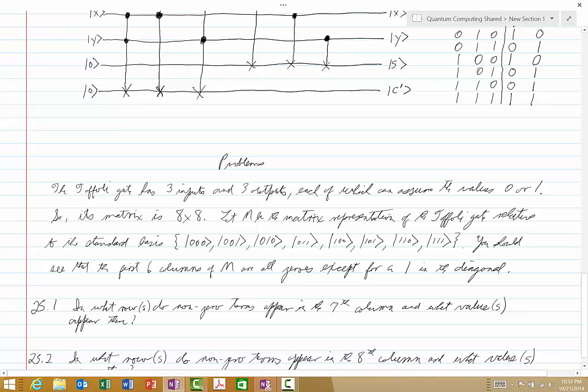But you should see from this description that I've just given that the first 6 columns of M are all zeros except for a 1 in the diagonal. So each of those first 6 columns will have a 1 in its diagonal element and a 0 everywhere else. That's for the first 6 columns. And the questions concern columns 7 and 8. And the questions are simple.